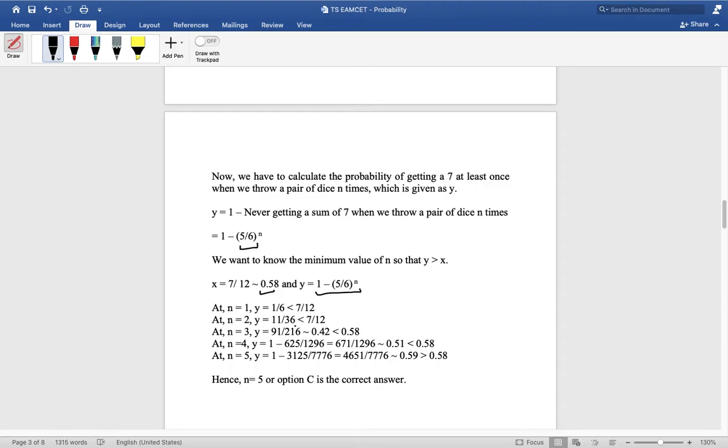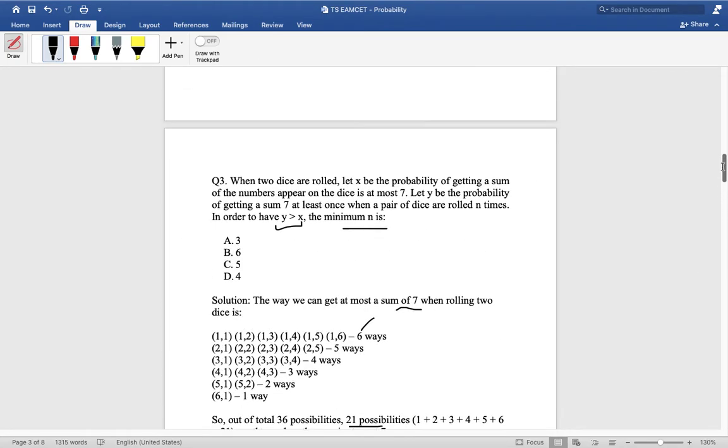Y is equal to 11 by 36, which is again less than 7 by 12. Obvious. Multiply by 3 over here, so it will be 21 by 36. 11 by 36 is less than 21 by 36. And at n equals 3, y is 91 by 216, which is approximately 0.42, again less than 0.58. At n equals 4, y is equal to 0.51, again less than 0.58. At n equals 5, y is equal to 0.59, which is greater than 0.58. Hence, n equals 5 is my correct option, option C.